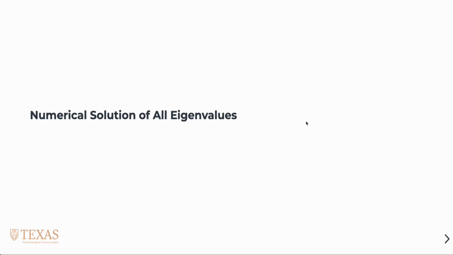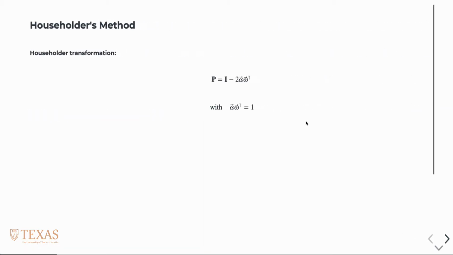And so the first thing we're going to talk about is a couple of those tools or transformations, the first of which is called a Householder transformation or Householder method.